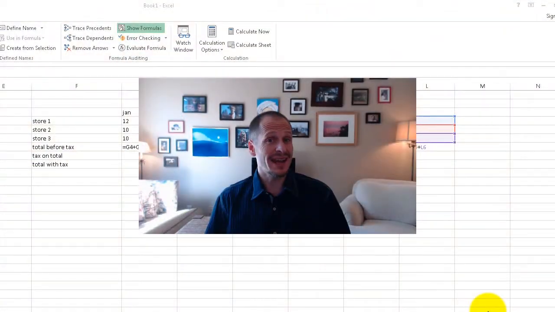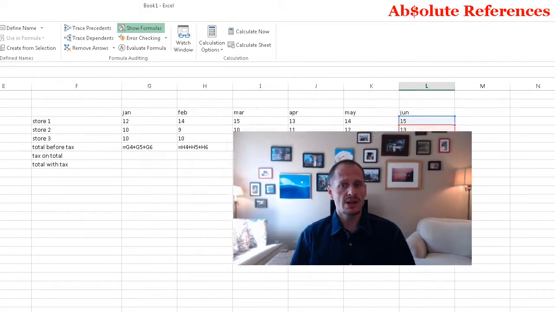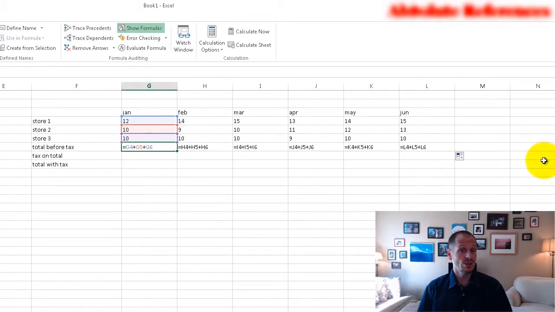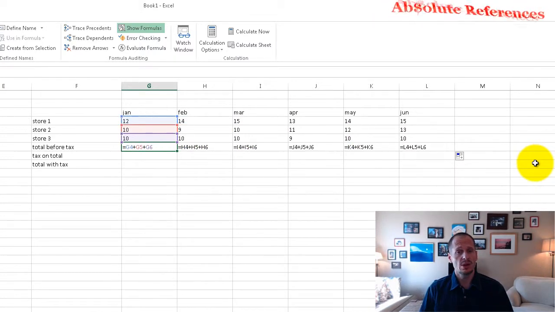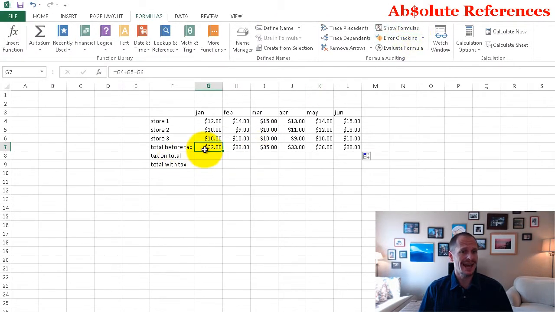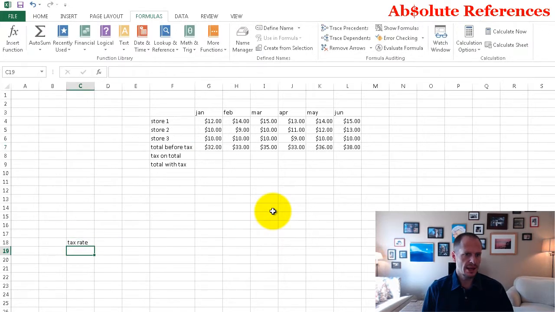So let's take a look at absolute references. We've already talked about relative references, and we have examples of relative references up here. And with absolute references, let me show you what happens. So I need to calculate a tax on all of these totals. Well, I want to have just one place where the tax rate remains the same.